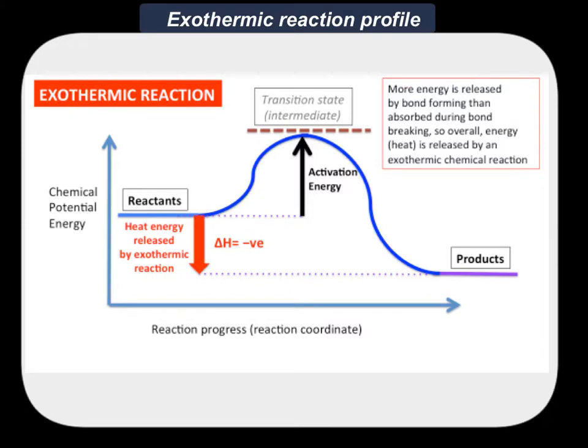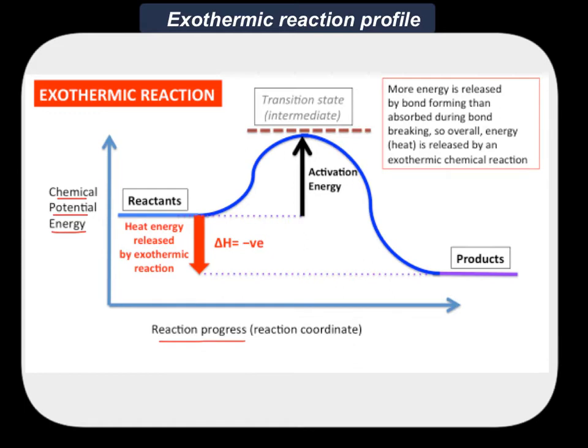Now I want you to draw the axes first and make sure that you have labelled the axes because there will be marks for this in the exam. So on the y-axis, we have chemical potential energy, or just energy is enough. And on the x-axis, we have the reaction progress, or sometimes you'll see it as time, but either is okay.